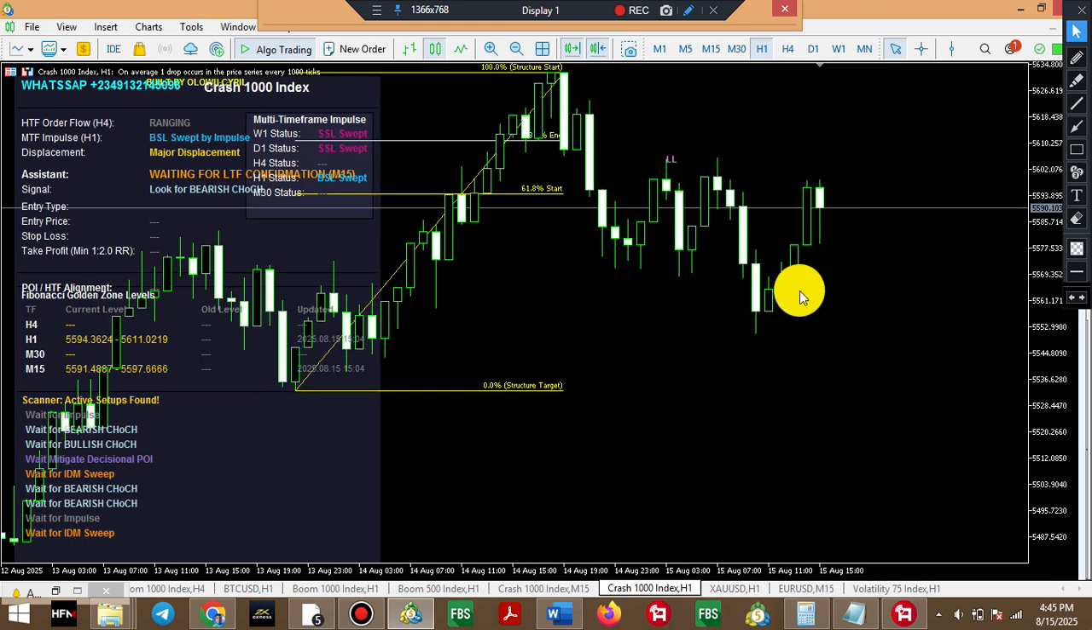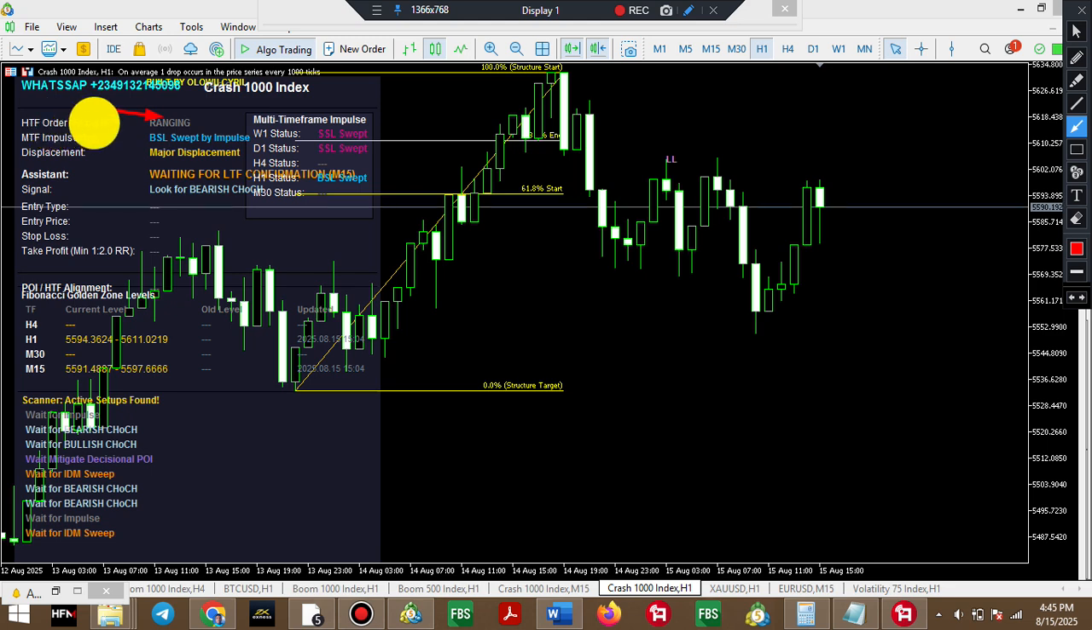Now, when you come here, despite the fact that price is ranging on the higher time frame, when you come to this medium time frame, it tells us that there's an impulsive move which took a buy side liquidity. Immediately, this Fibonacci tracks the end of that move. What is it telling us? It said waiting for lower time frame confirmation.